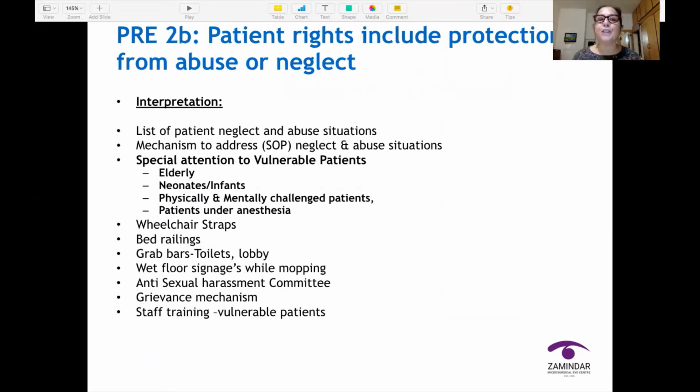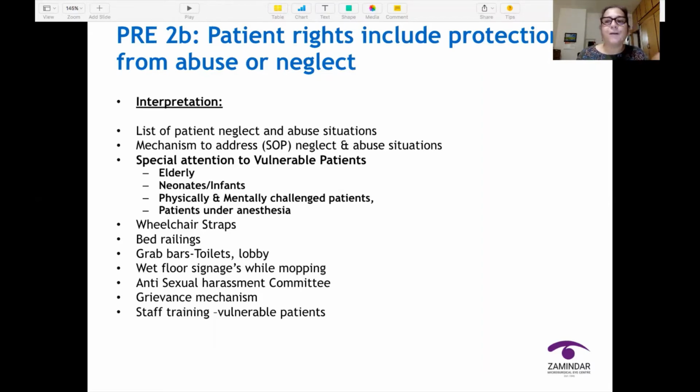Patient rights include protection from abuse or neglect. The interpretation is that a list of patient neglect and abuse situations should be written very clearly in your organization. Special attention is needed for vulnerable patients: patients who cannot speak out, elderly, neonates, infants, physically and mentally challenged patients, patients under anesthesia. Common examples are wheelchair straps, bed railings, grab bars, wet floor signages. An anti-sexual harassment committee should be in place, not just for your staff, but of course for your patients also.